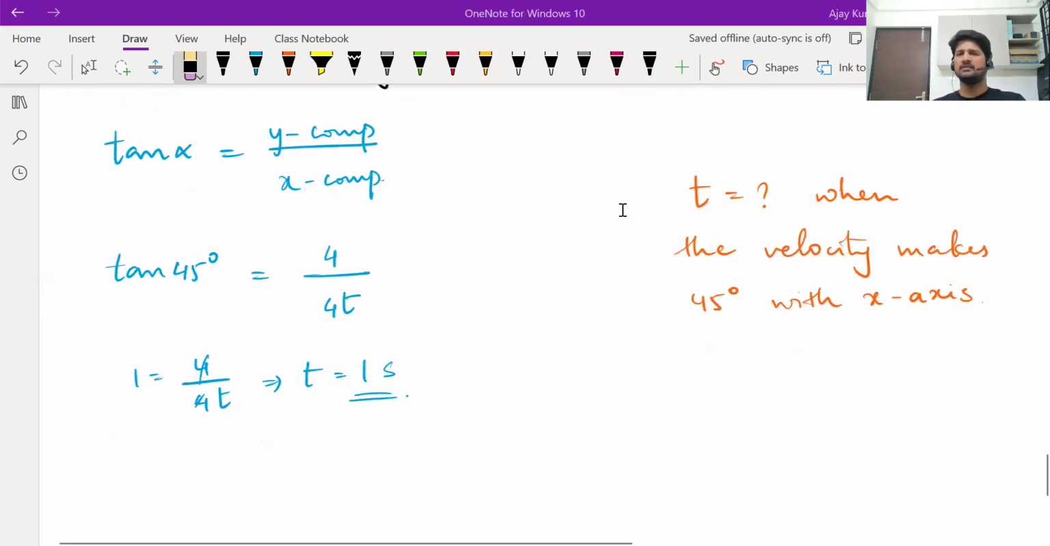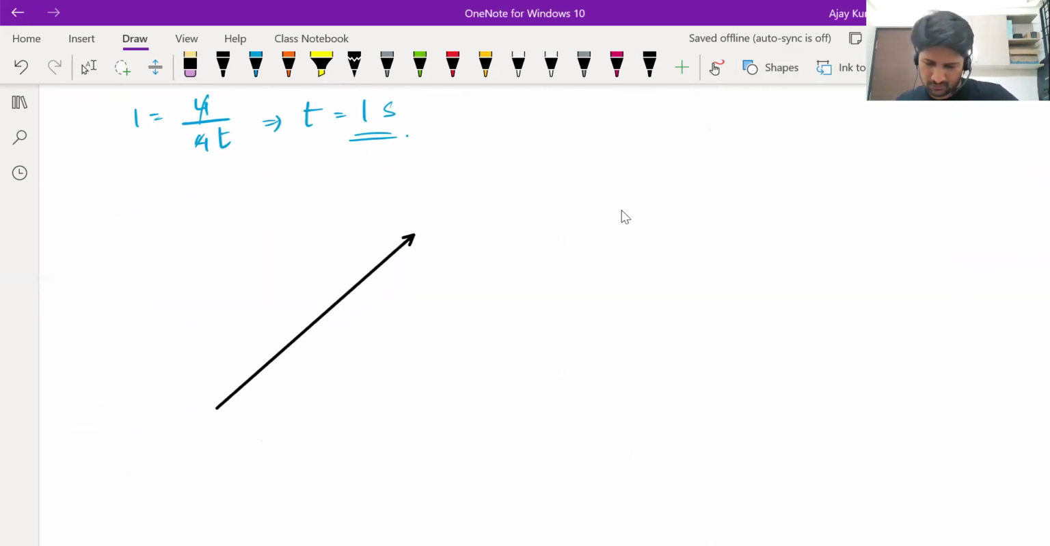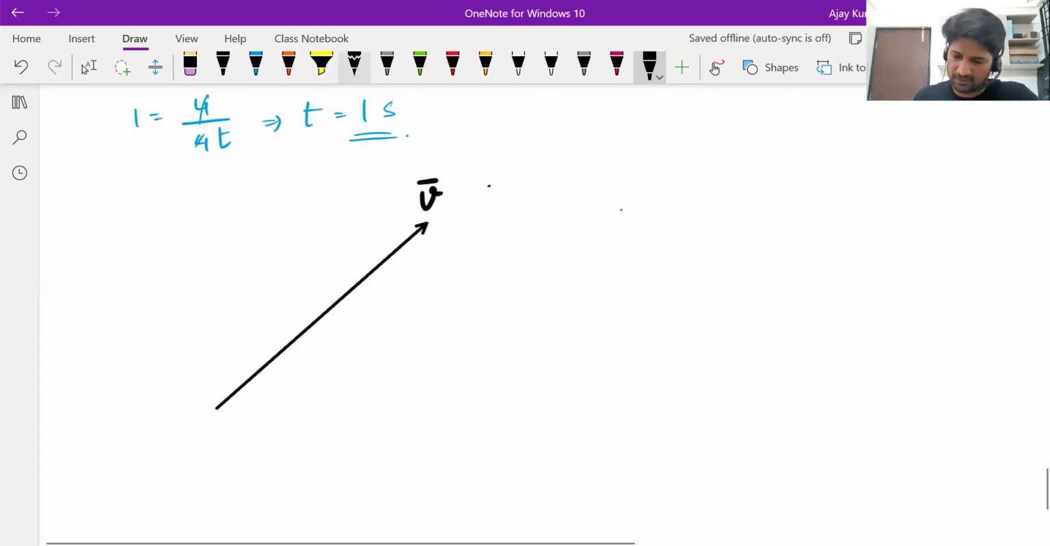But see, as I said, don't make things purely mathematical. Visualize. We want the velocity to make 45 degrees with the x-axis, no? Imagine that happening. So consider a velocity vector like this. Not just in this question, I think I told you this before also, in every physics question they'll ask you when something happens, where something happens. So imagine that happening. If the velocity vector makes 45 degrees with the x-axis, then obviously it will make 45 degrees with the y-axis also, because the total angle between x and y is 90. So if this part is 45, this part will also be 45.